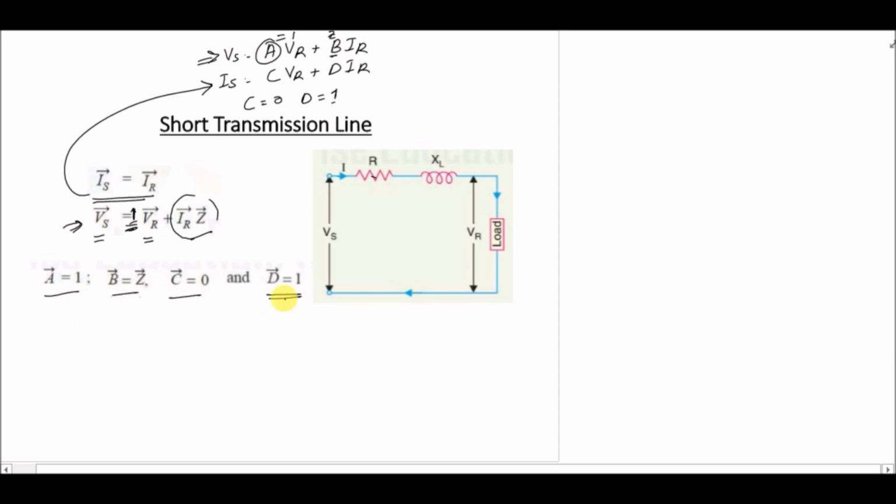From the characteristics of these constants we know that A should be equal to D and it should be dimensionless. So A is equal to D, 1 and 1, and these are numerical values, so they are dimensionless. B should be in ohms, right? The unit of impedance is ohms, and C should be admittance. There is no C in this short transmission line because we neglect the admittance of the line. The capacitance is neglected, so C is equal to 0. So this is the 4-port representation of the short transmission line. Thank you.